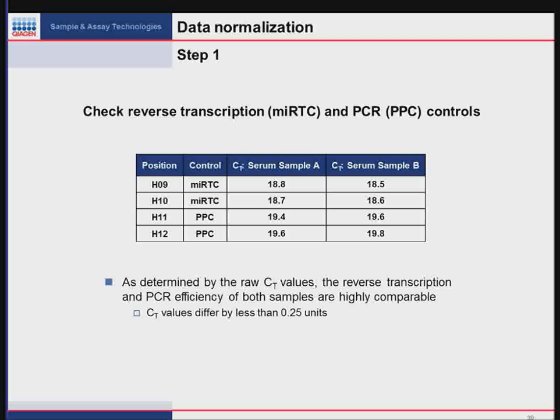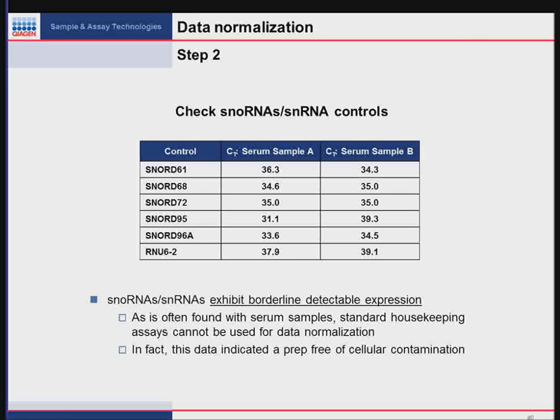So this is extremely useful for particularly biological samples like urine and serum and plasma. And so that's sort of automated in the system. It's great to have those. Every array also has SNO RNA controls.